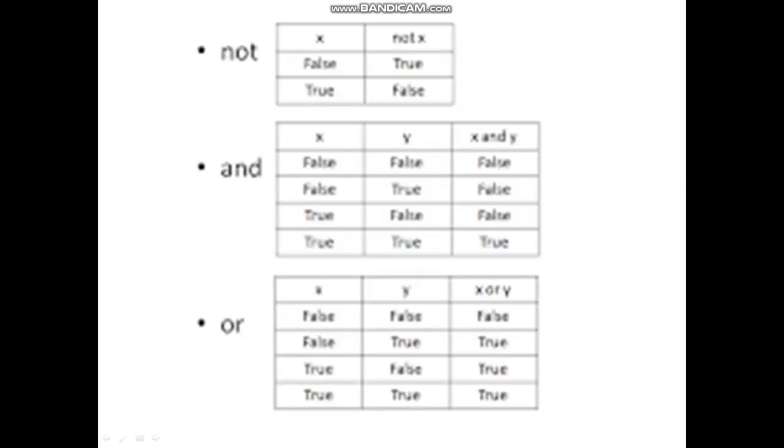So what is not? Whatever your value is, if it is false, it will be converted into true. If it is true, it will be false, okay? Now what is and? And means if both of them are false, then it is false. If both of them are true, then it is true. If either one is false, then it is false, okay? So now I'll show you the example, okay?